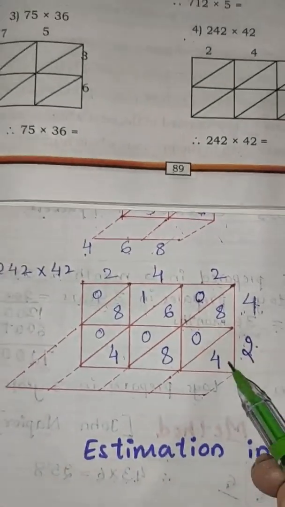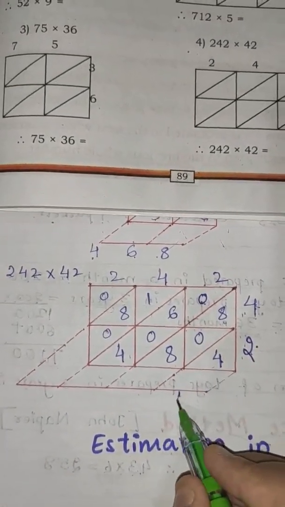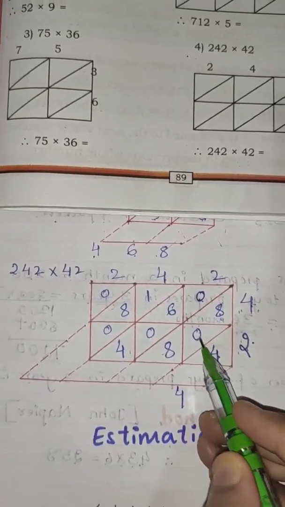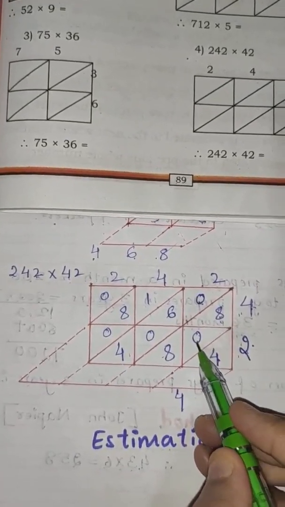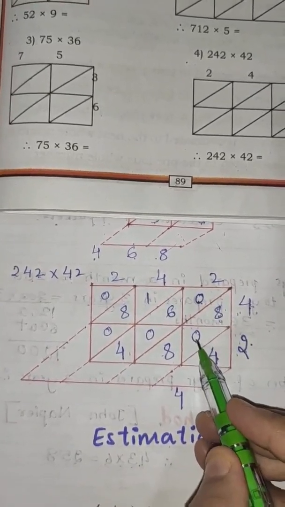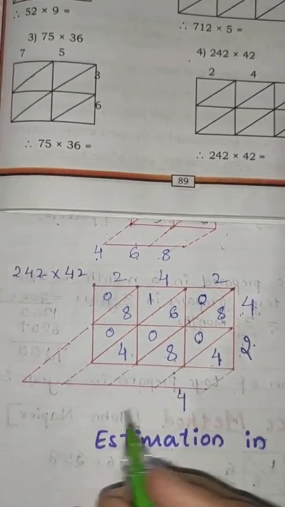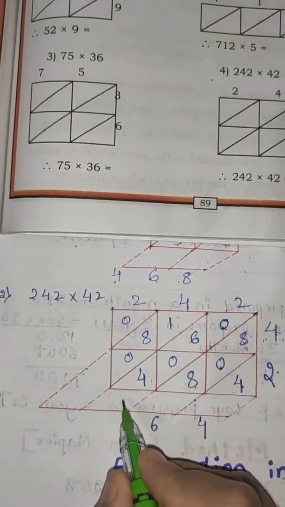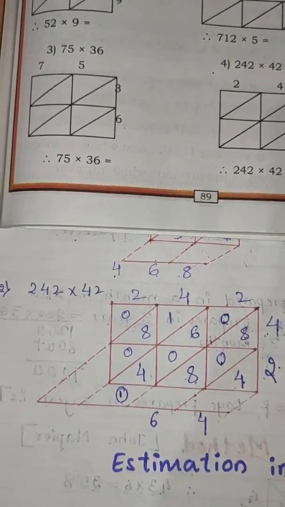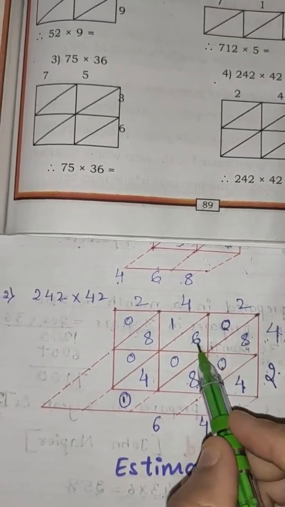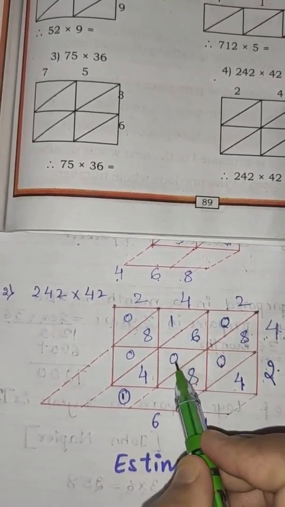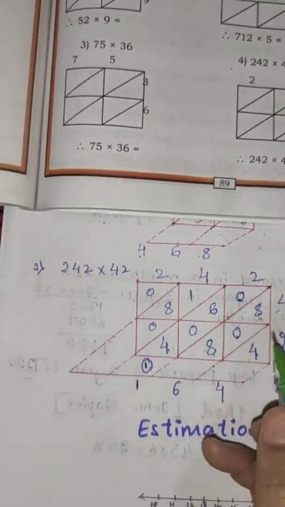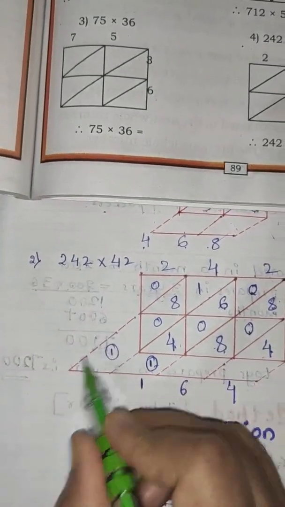Now let's add it. Here we are having only one number, so we'll write 4. Here we are having 3 numbers. 8 plus 0 is 8. 8 plus 8 is 16. So what we have to do? The 6 will be here and the 1 will carry over to the next column. So 0 plus 6 is 6. 6 plus 0 is 6. 6 plus 4 is 10. 10 plus 1 is 11. So 1 will be here and the next 1 will carry over to the next place.